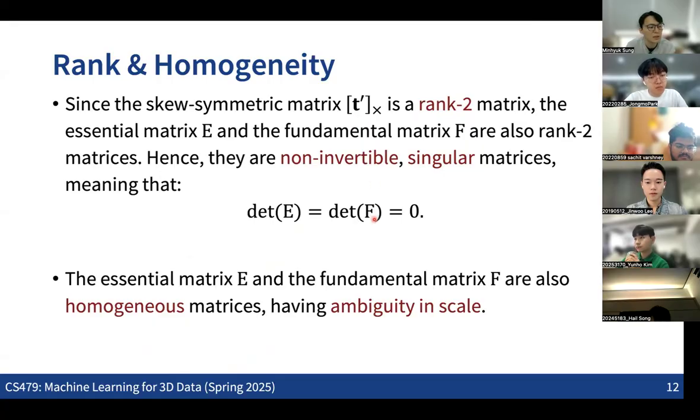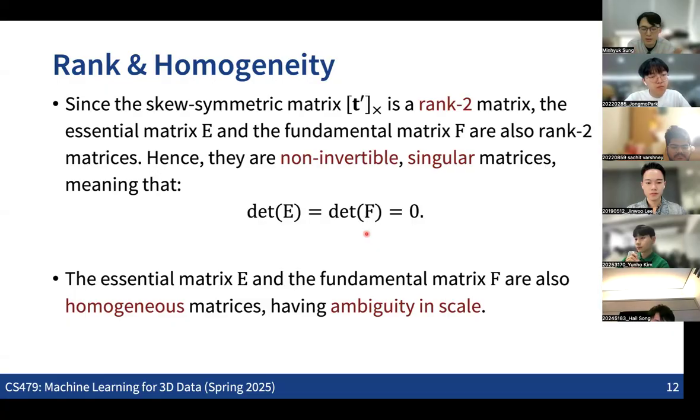And it's also the same for the fundamental matrix, because the fundamental matrix is also a multiplication form with respect to the essential matrix, right? So it's basically another constraint for the matrix that we are going to calculate. So basically, we know that both the fundamental matrix and the essential matrix have scale ambiguity, right?